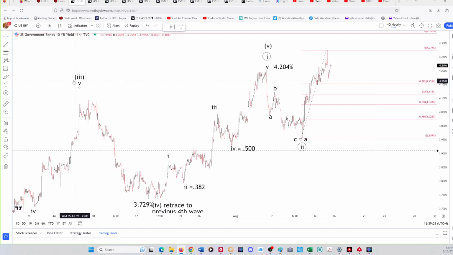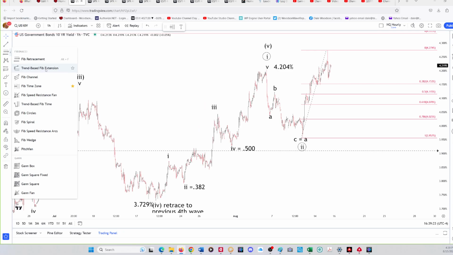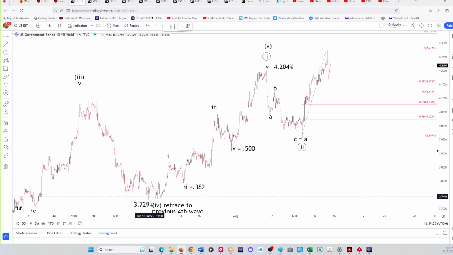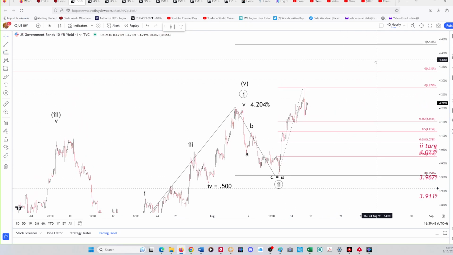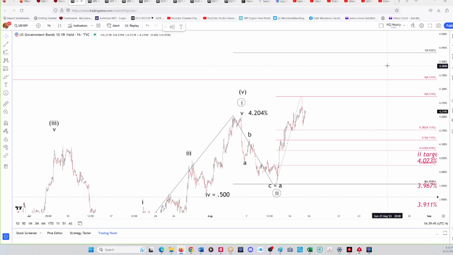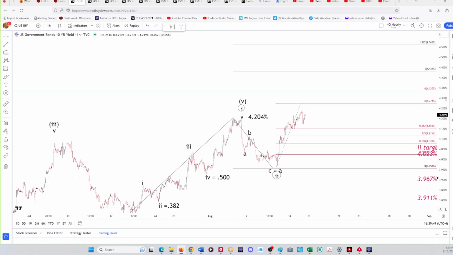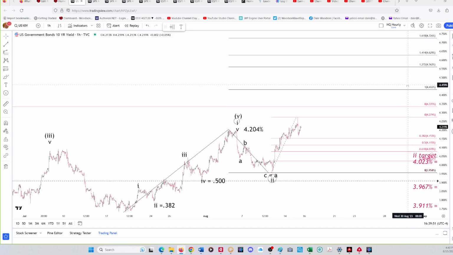Let me get an extension tool on here. See if I can get pretty close to that 3.729. That's within a hundredth of a point. And the 4.204. There we go. And down here. Okay. So this third wave will gain equality with wave 1 at 4.432. You can see our other targets up here.